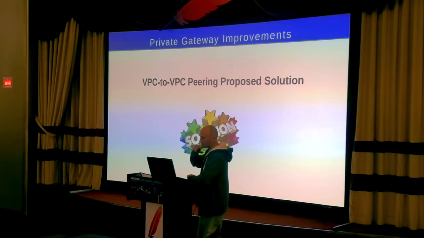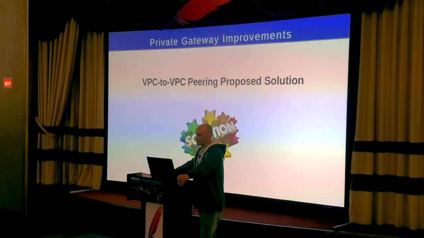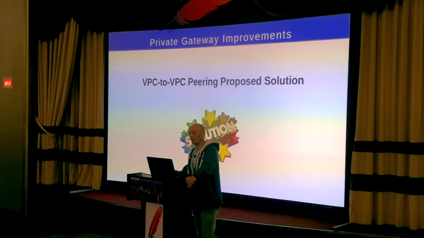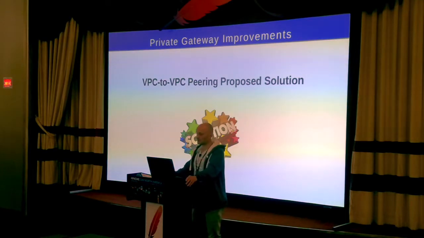So that brings us to the proposed solutions and improvements. How can we improve the private gateway to accommodate many VPC to VPC peerings in a user-friendly way, but also without running out of NICs? So here's a proposed solution. As I mentioned earlier on, we weren't 100% happy with the previous solution, using the VPC as a middleman. It worked, but we weren't 100% happy with that.